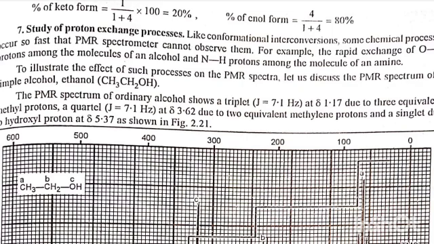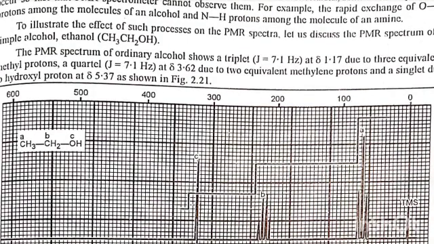Study of proton exchange processes. Like conformational interconversions, some chemical processes occur so fast that the PMR spectrometer cannot observe them. For example, the rapid exchange of OH protons among the molecules of an alcohol and NH protons among the molecules of an amine. To illustrate the effect of such processes on the PMR spectra, let us discuss the PMR spectrum of a simple alcohol, ethanol.